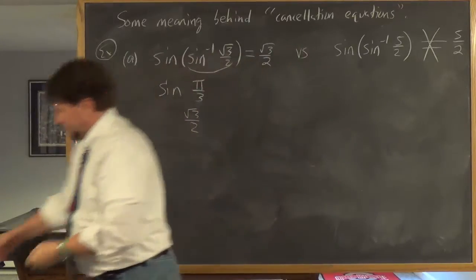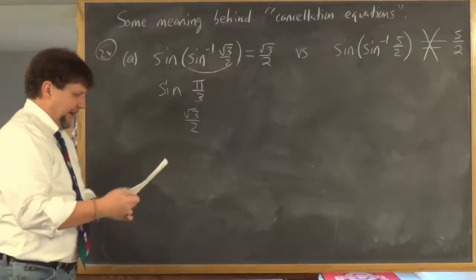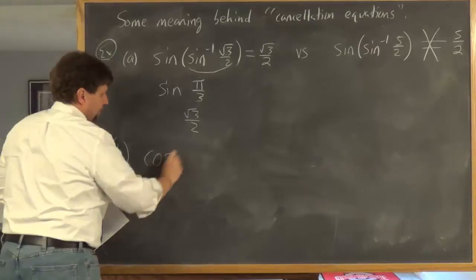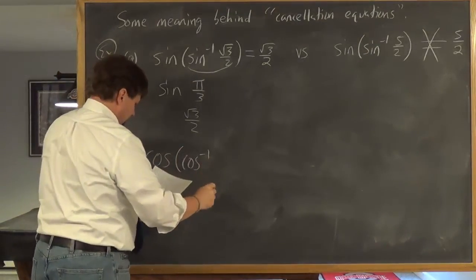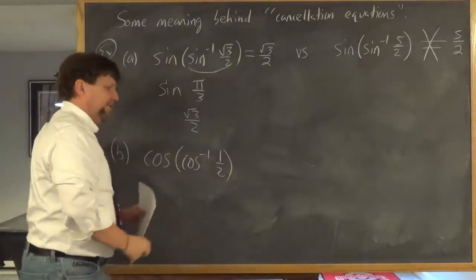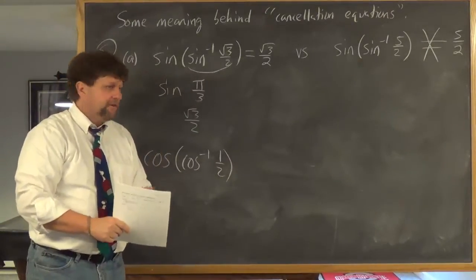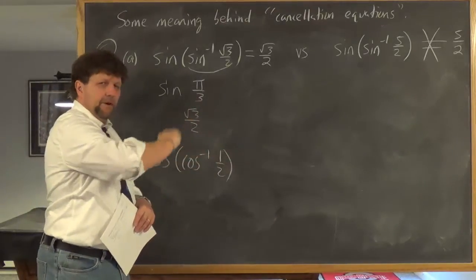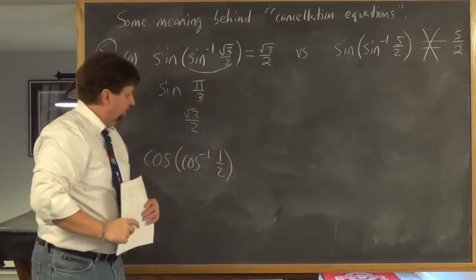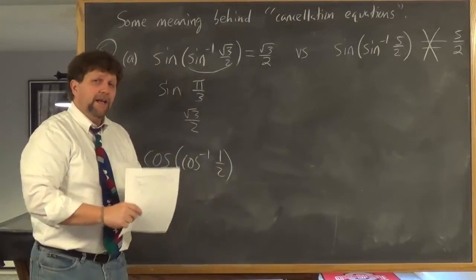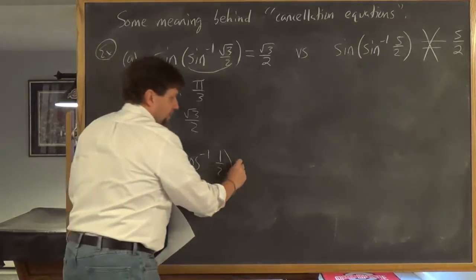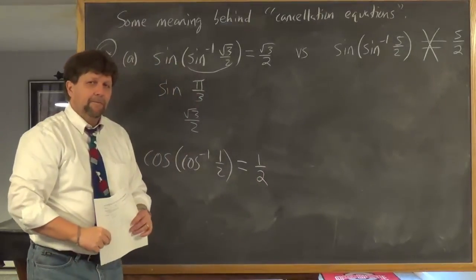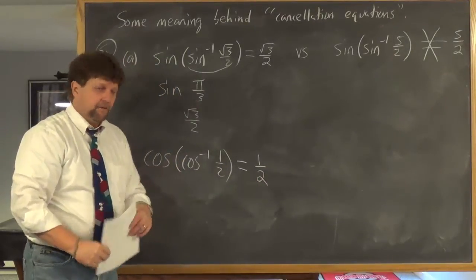Let's look at another one. Let's make this part B: cosine of inverse cosine of 1/2. So here we are, inverse cosine. We know inverse cosine rips an angle off the top half of the unit circle, from 0 to pi. Since that number is between -1 and 1, the cancellation equation tells you that this immediately simplifies to 1/2.